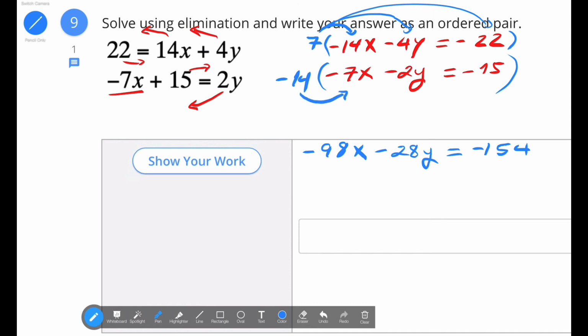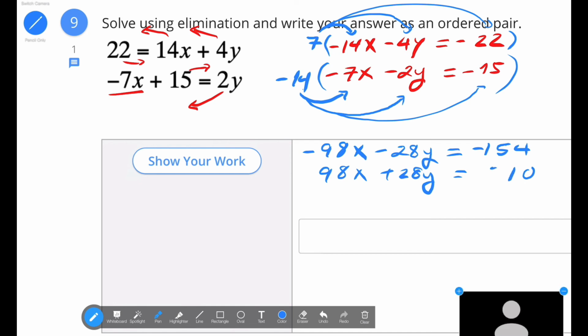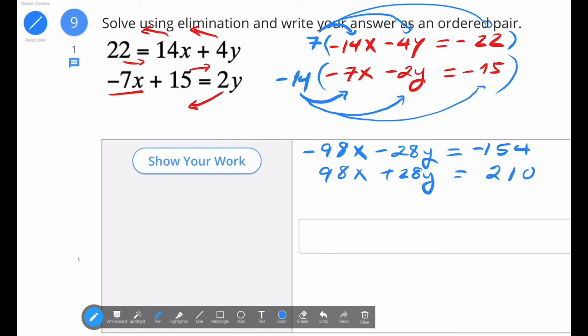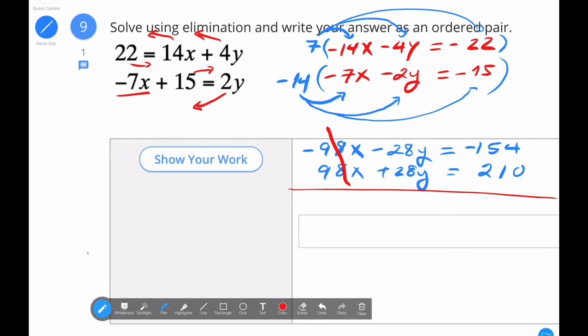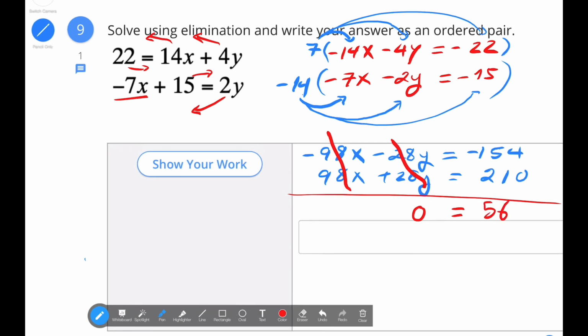Then the bottom one, that's a positive 98x. That's a positive 28y. 14 times 15, right? 4 times 5 is 20, carry a 2, that's 6 plus 5 is 11. 1 times 1, that's 210. And then eliminate, we can cross that out. We can also cross this out because that's also a 0, which means on this side just a 0. Over here, negative 154 minus 210, gonna give you negative 56.